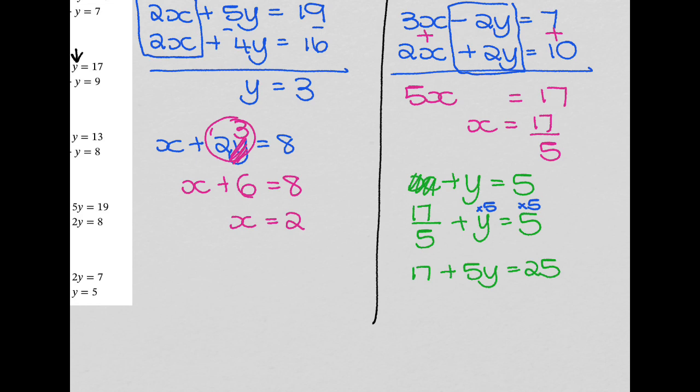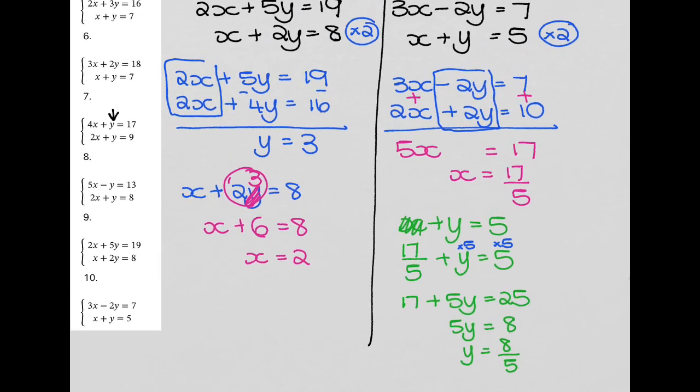Now let's rearrange. I want to get 5y on its own. So I'm going to subtract 17. So I've got 5y is equal to 25 take away 17, which is 8. Which means that y is 8 over 5.